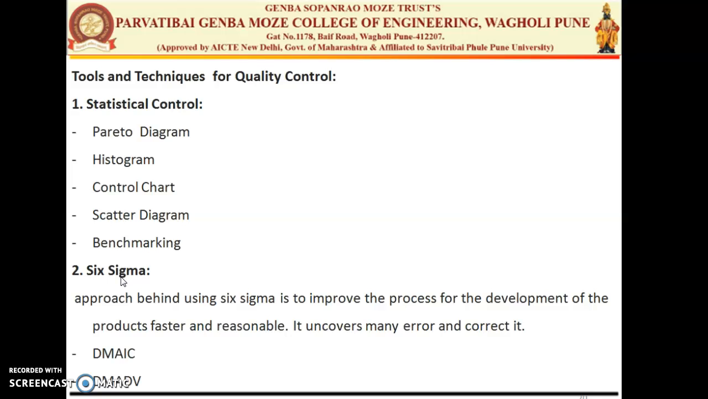The main purpose behind Six Sigma is to improve the process for the development of the product, so that it is faster and at a more reasonable cost. The Six Sigma approach uncovers many errors and also corrects them. So we can say that Six Sigma is a systematic approach for achieving perfection. It can also be calculated by a Six Sigma calculator.